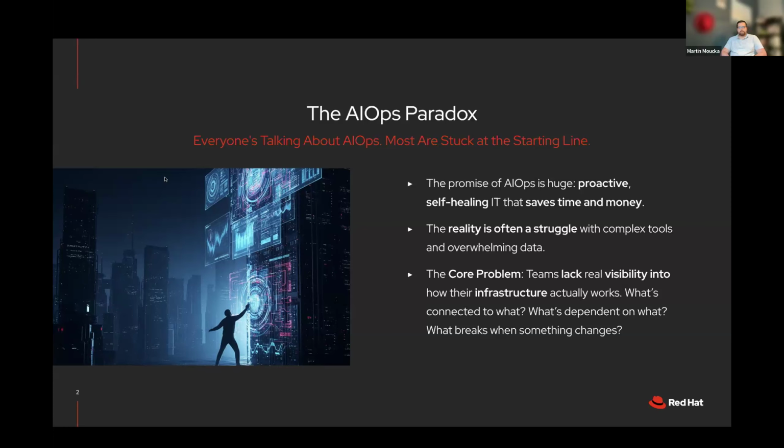Basically, the core problem at this moment is that teams lack real visibility into the infrastructure. They fail to understand how things are connected, what is dependent on what, and what happens when something breaks, or what happens when I do a change somewhere. What am I potentially breaking? That's the biggest question that we have currently.